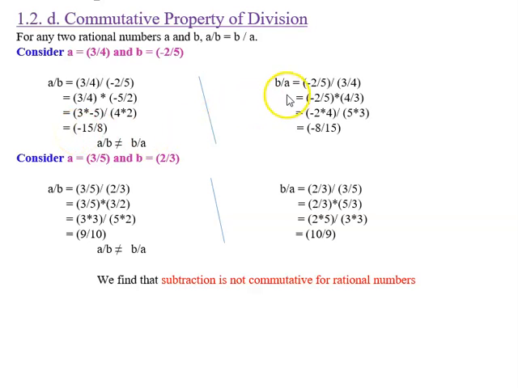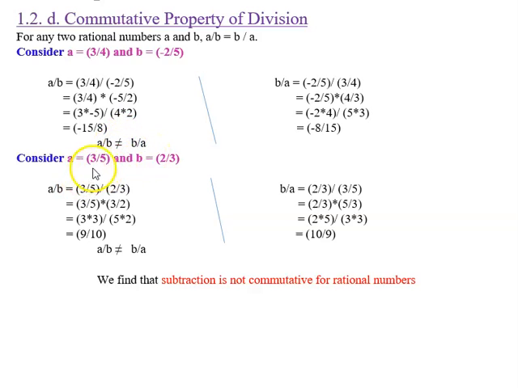Now we'll see b divided by a. So b is negative 2 by 5 and a is 3 divided by 4. So negative 2 by 5 divided by 3 by 4. So again we are taking the division as inverse of multiplication. So negative 2 by 5 times 4 divided by 3. Now we are multiplying numerator and denominator separately. So minus 2 times 4 divided by 5 times 3. So that is negative 8 divided by 15. So here b by a is negative 8 by 15 and a divided by b is negative 15 by 8. So they are not equal.